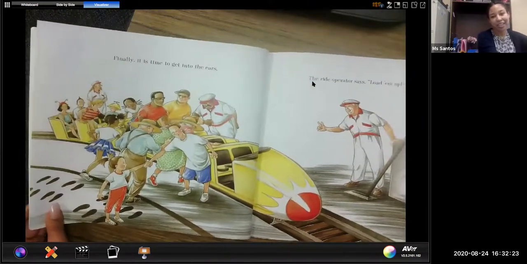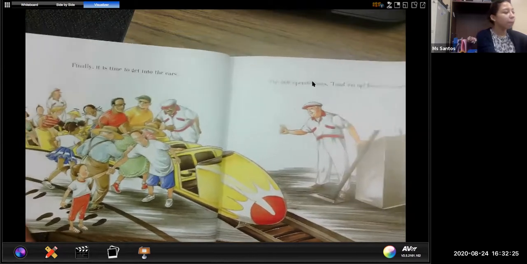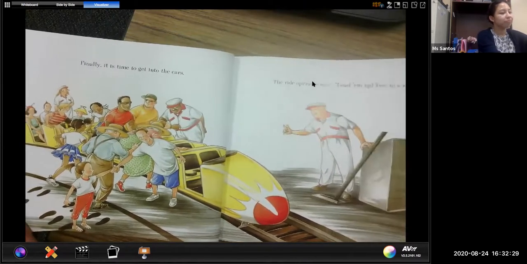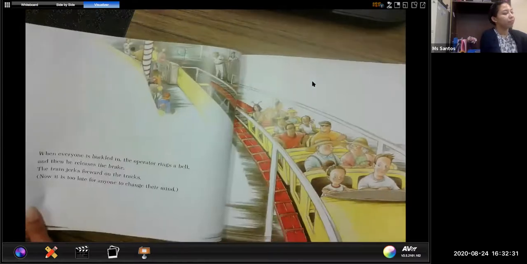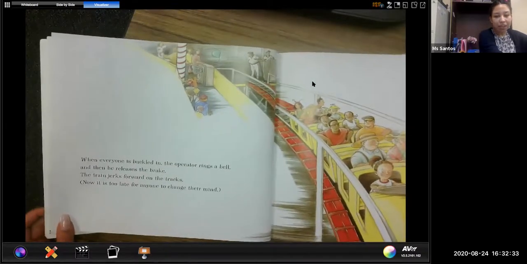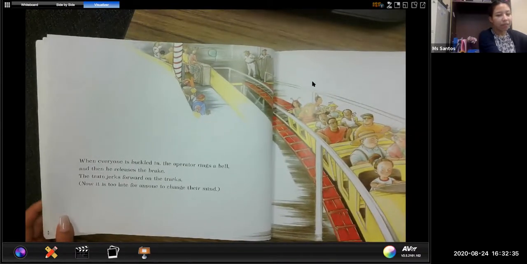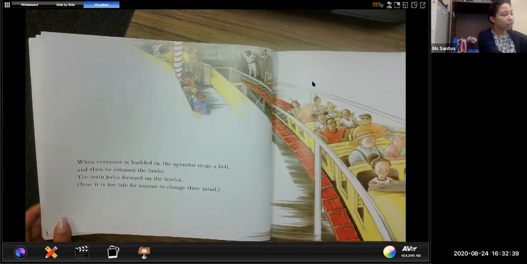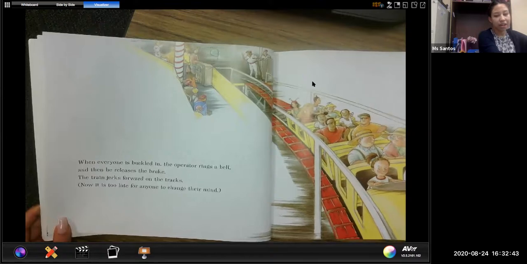Finally, it's time to get into the cars. The ride operator says, load them up, 2 to a seat. When everyone is buckled in, the operator rings a bell, and then he releases the brake. The train jerks forward on the tracks. Now it is too late for anyone to change their mind.